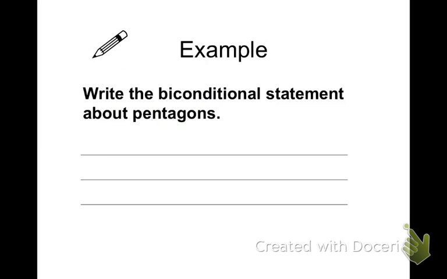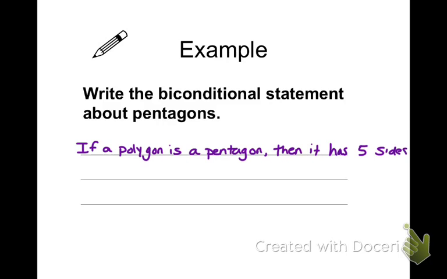So let's look at the last example here. It says, write a biconditional statement about pentagons. Well, what do we know about pentagons? They have 5 sides. So let's first write our original. And you're probably not going to have enough lines for this, but that's okay. So if a polygon is a pentagon, then it has 5 sides. We'll call that our original statement.